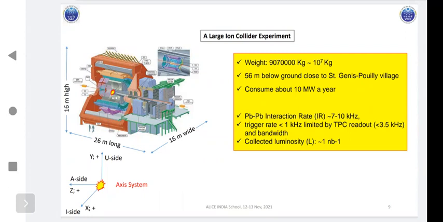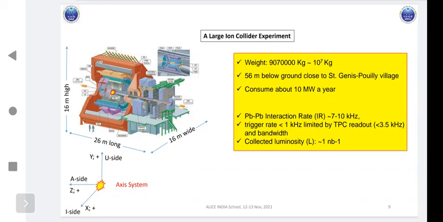Okay, but not this 7 to 10 kilohertz, ALICE can handle. It is limited by one of its detectors, which is the heart of the detector, the TPC. It can handle maximum up to 3.5 kilohertz. That's why ALICE can handle up to a maximum of 3.5 kilohertz, but it can collect data for an interaction rate limit of 1 kilohertz. Okay, and the collected luminosity, as I was talking about at the very beginning, it can handle is up to 1 nanobarn.